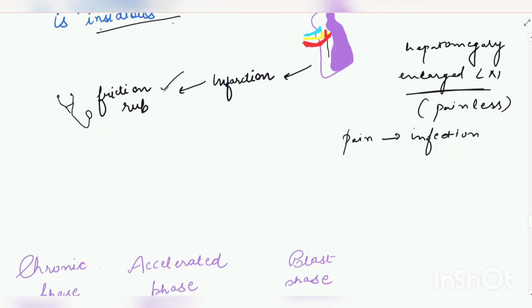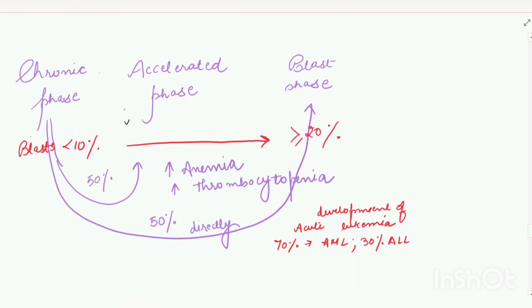Okay, so moving forward, we have different phases of CML. We have three phases: chronic phase, accelerated phase, and blast phase. Most of the patients are diagnosed in the chronic phase. The patient comes with non-specific symptoms like fever, malaise, right? And you will order different blood tests, and you will make the diagnosis of CML by further tests. So most of the patients are diagnosed here.